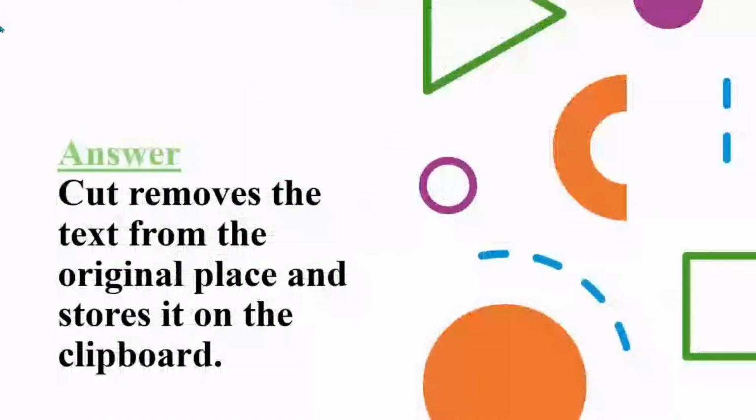So cut removes the text from the original place and stores it on the clipboard. So you realize whenever you're typing up a document and you cut a piece of your text out of a document, it is removed from where it is and it is stored on the clipboard until you go ahead and paste it elsewhere.